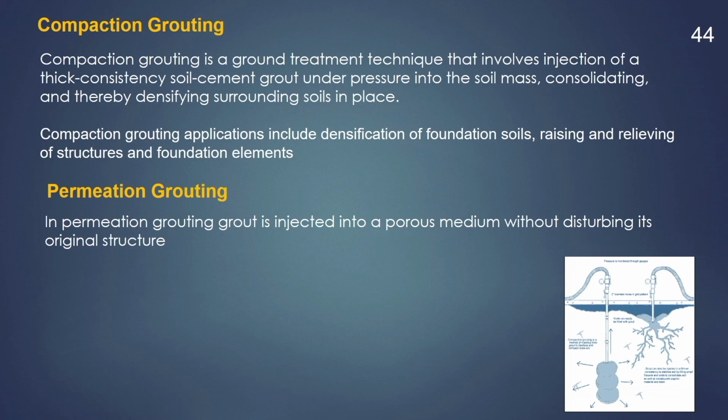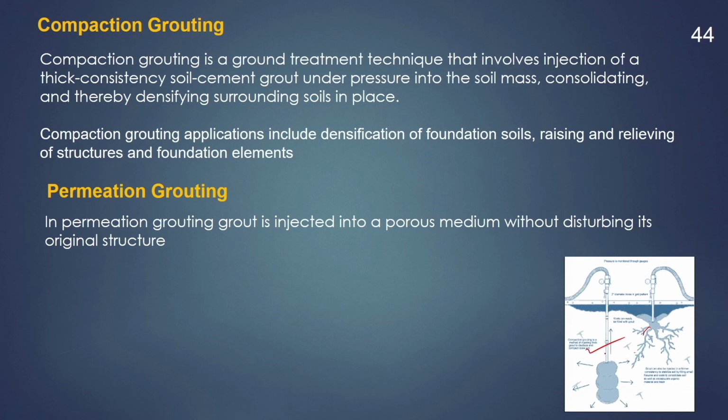So, going by the procedure, grouting can be divided into two ways. One is compaction grouting and the second one is permeation grouting. In compaction grouting, the grout will be injected into the soil through its interconnected voids or pore space. A thick consistency soil cement grout will be injected under pressure into the soil mass, and it will then consolidate, thereby densifying the surrounding soil in place.